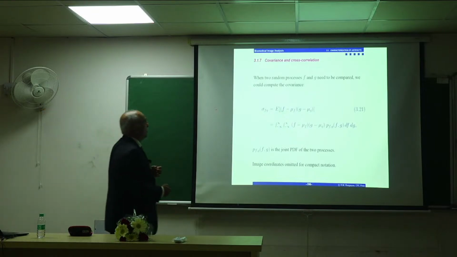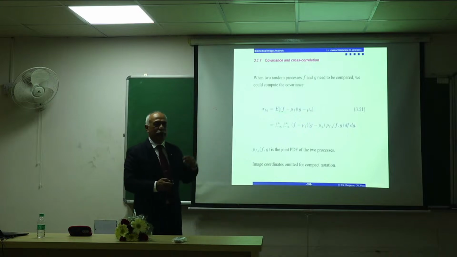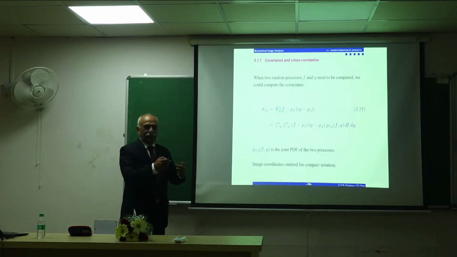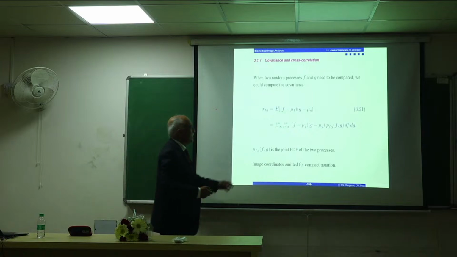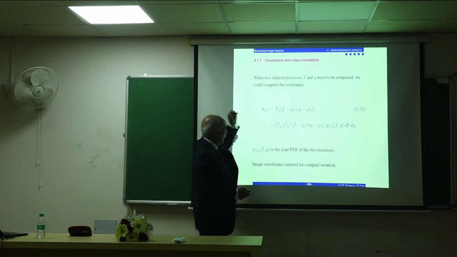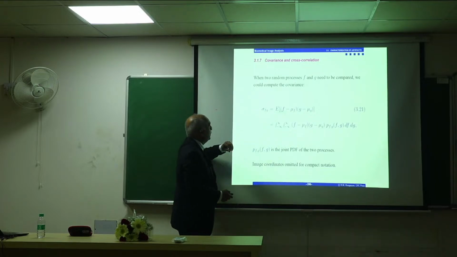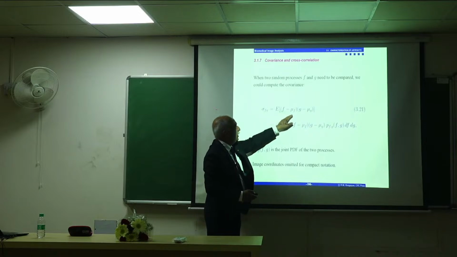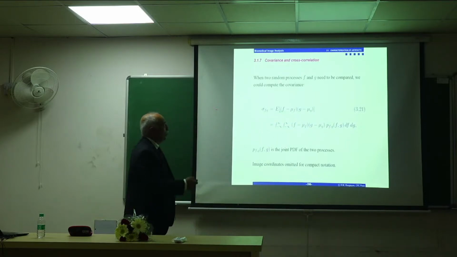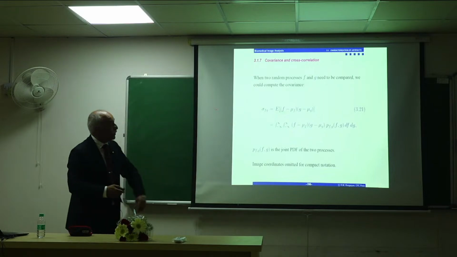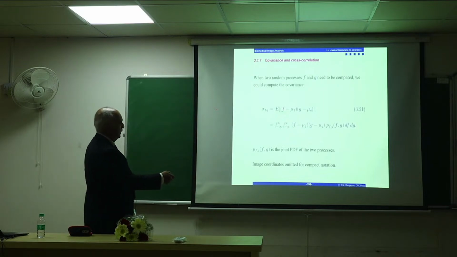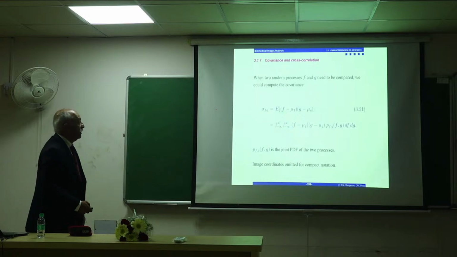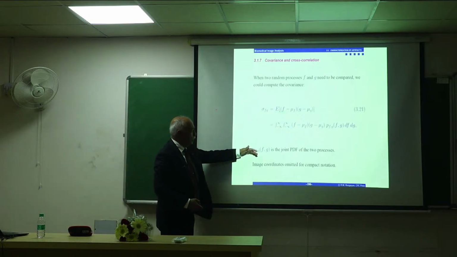The covariance and cross-correlation are two more measures. We saw autocorrelation. In cross-correlation, the signals are different, not just the same. In terms of the expectation value, sigma fg is the expectation of f minus mu f times g minus mu g. Previously, it was f minus mu squared. So now you have two functions, two images, f and g, their means, and multiply with the joint PDF and integrate on both of them. So you need the joint PDF of the two processes.